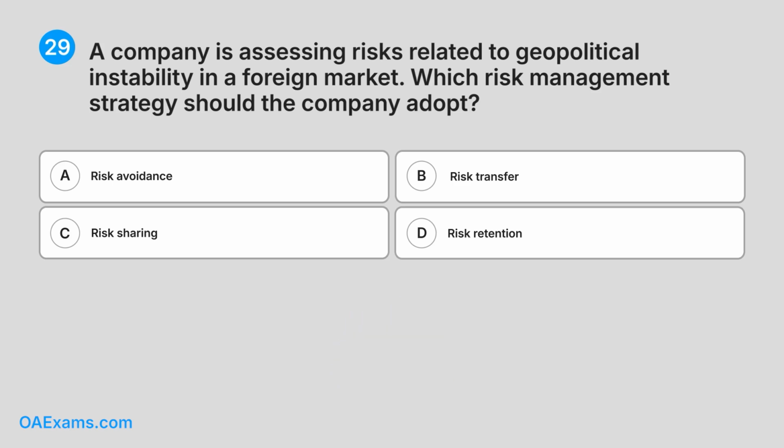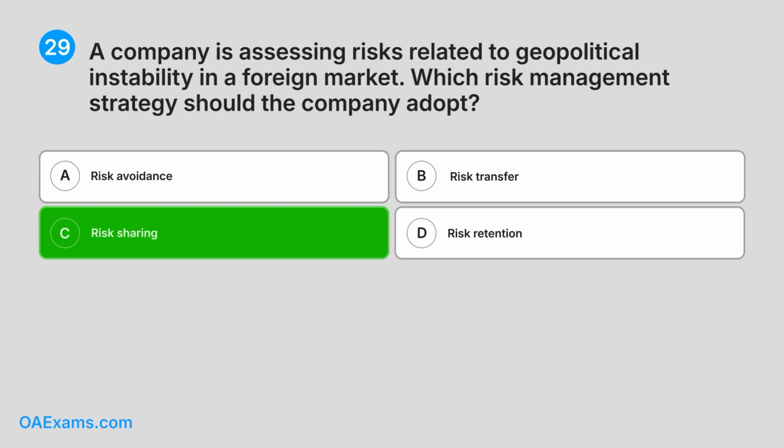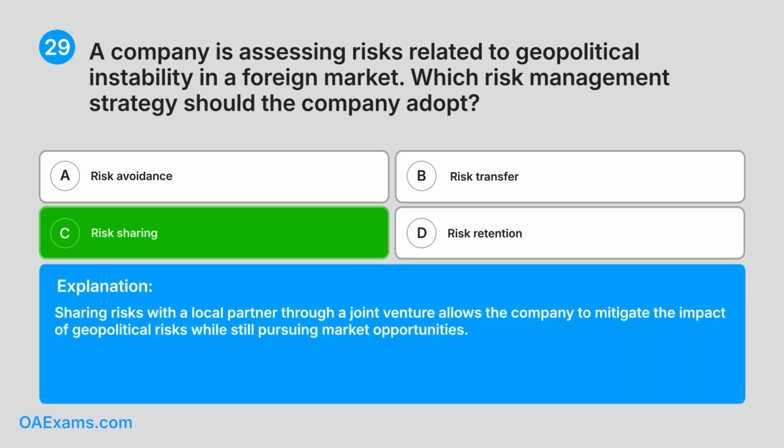Correct answer. C. Risk sharing. Explanation. Sharing risks with a local partner through a joint venture allows the company to mitigate the impact of geopolitical risks while still pursuing market opportunities.